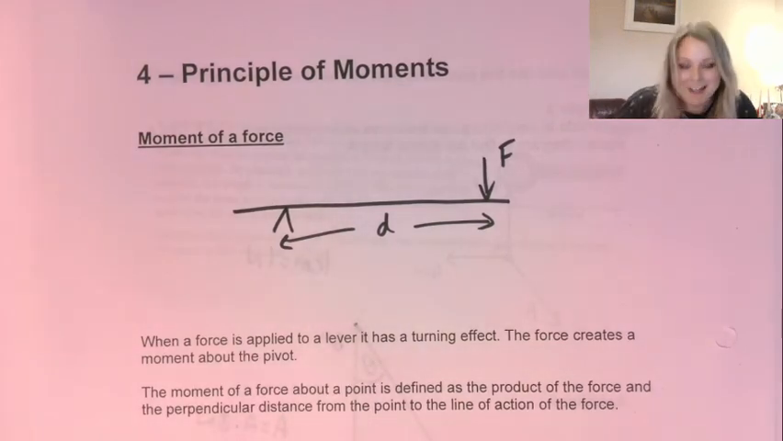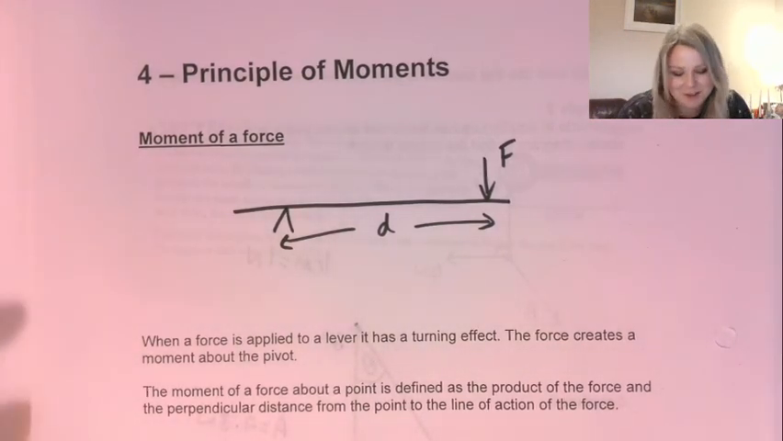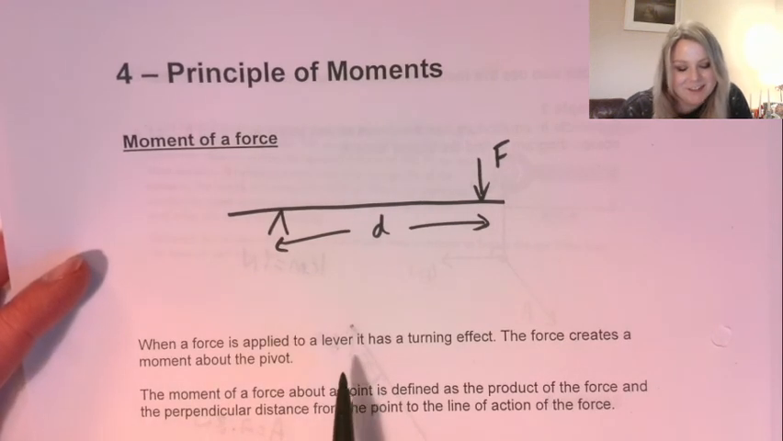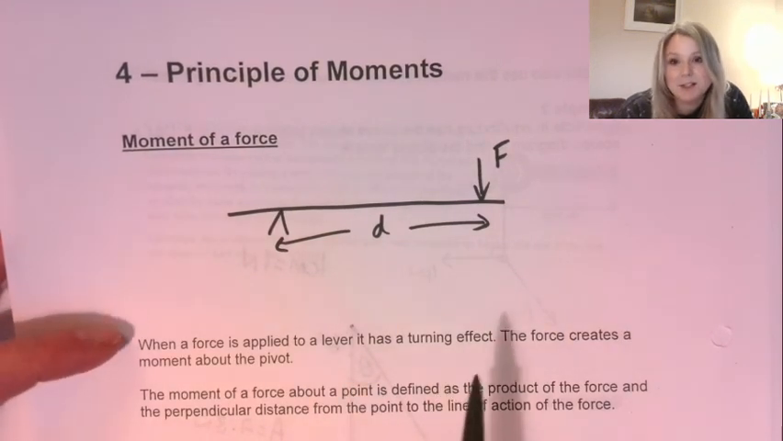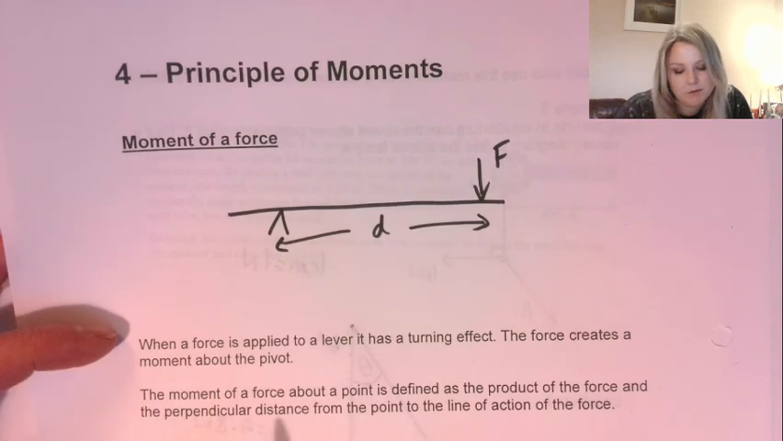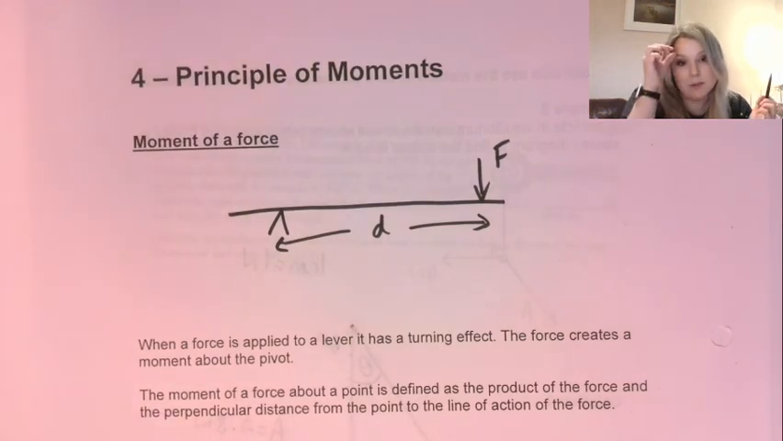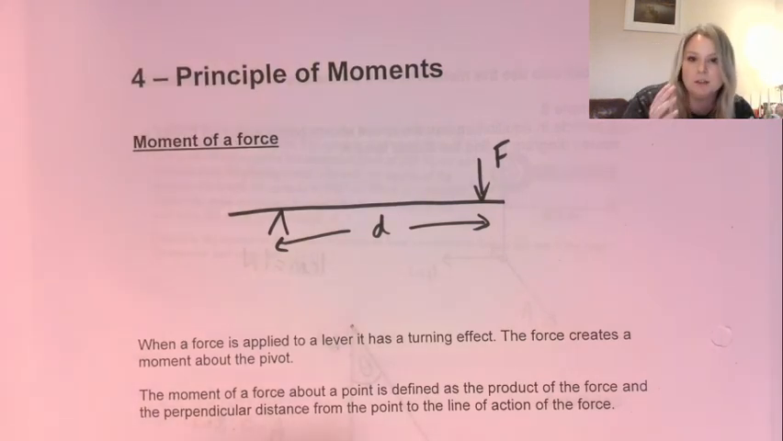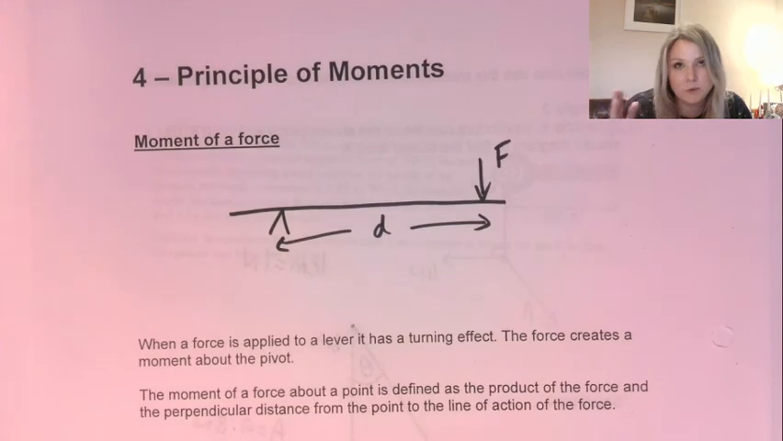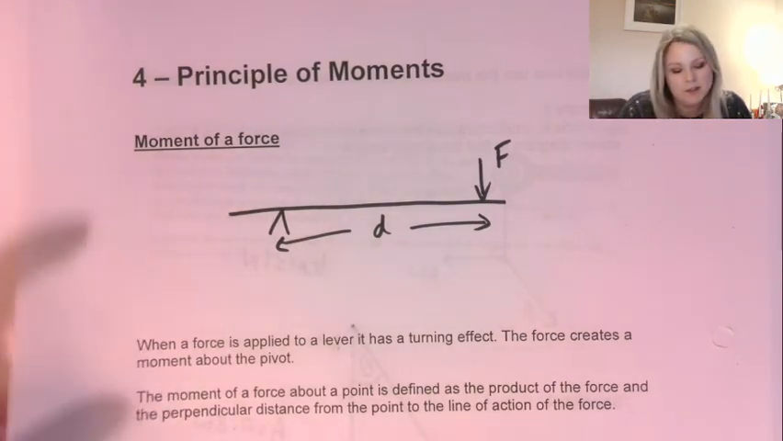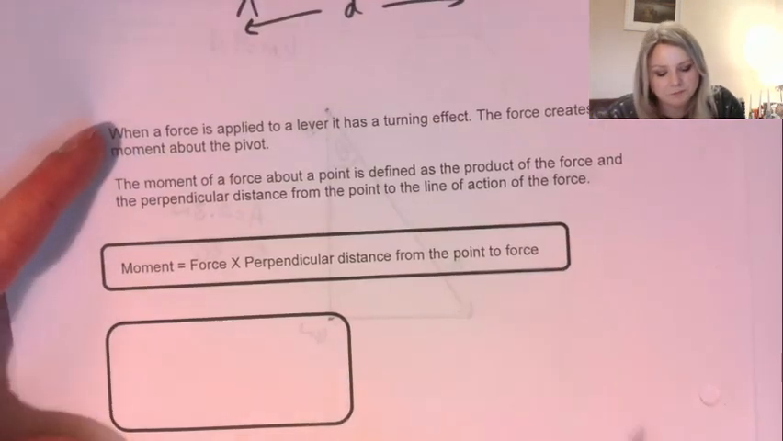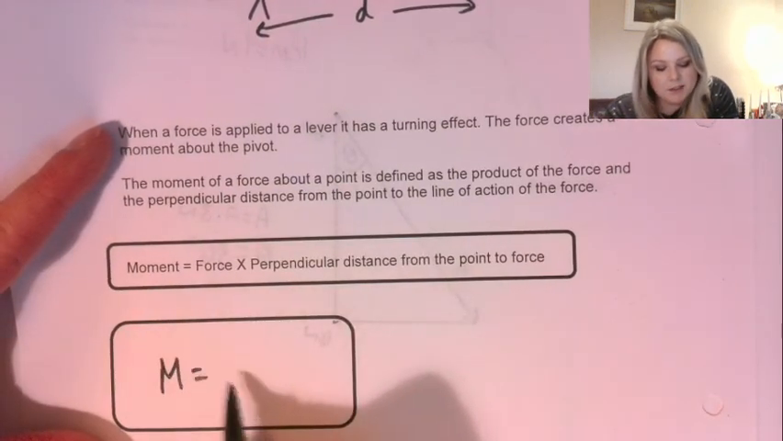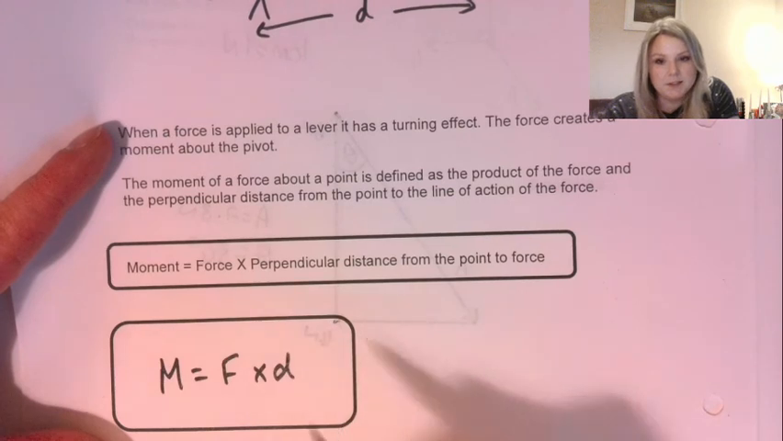We'll go as quick as we can through the rest of this stuff until we get onto the harder stuff. When a force is applied to a lever, it has a turning effect. The force creates a moment about the pivot. The moment of a force about a point is defined as the product of the force and the perpendicular distance from the point to the line of action of the force. Basically, force multiplied by the perpendicular distance from the force to the pivot. So that's our equation, same as GCSE: moment equals force multiplied by distance.